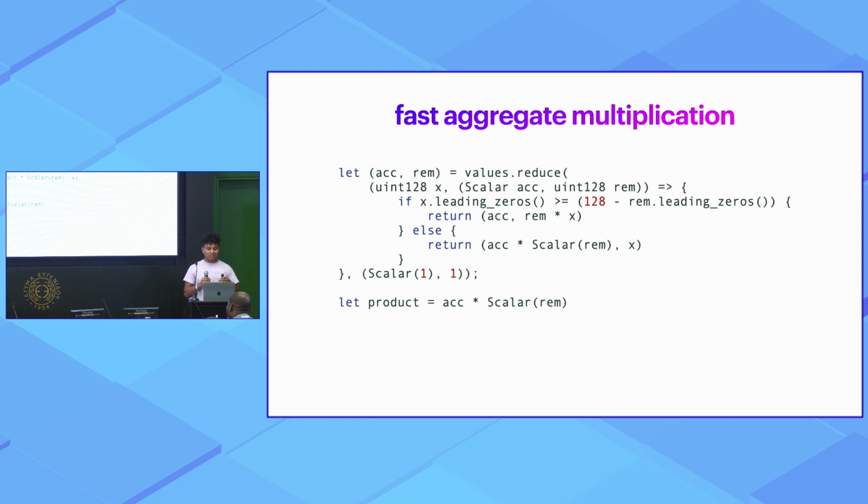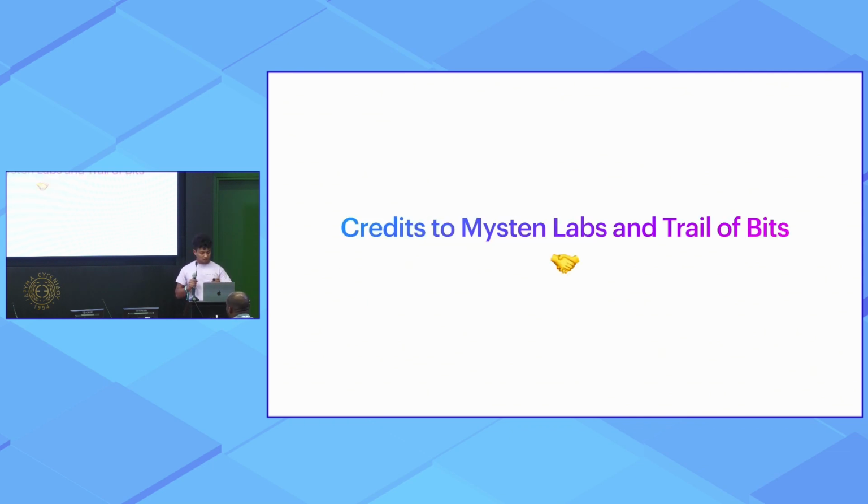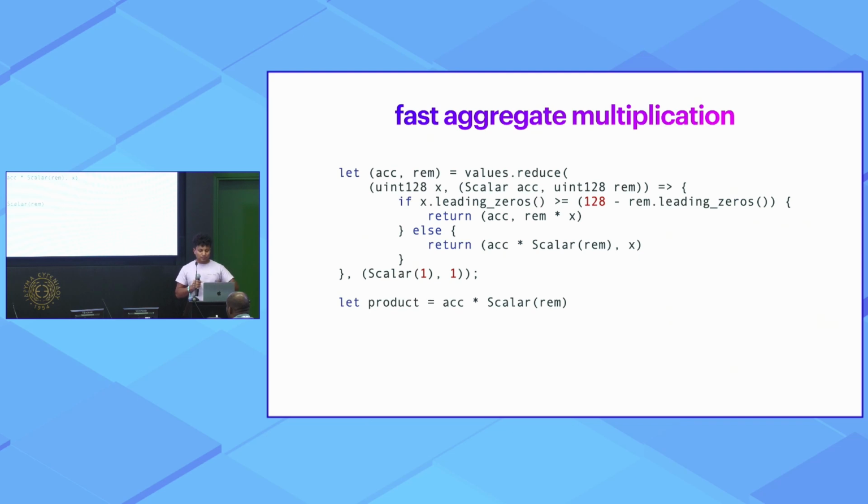So instead of doing a normal multiplication in the reduce, you have two different accumulators. One is the scalar part, which is the actual value, and the other is the remaining one, which is still in u128. Every time you have a value, you check if it overflows, and if it doesn't, you multiply it. In the end, you convert the remaining value into a scalar and multiply it with the scalar accumulator. This essentially speeds up the concrete implementation.